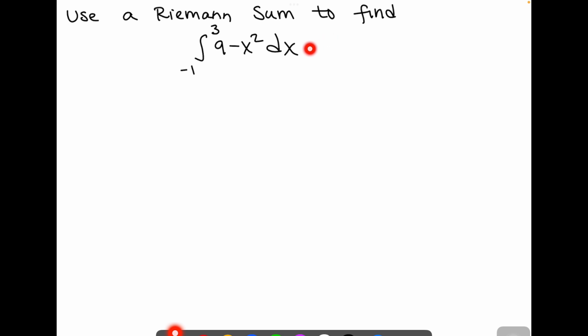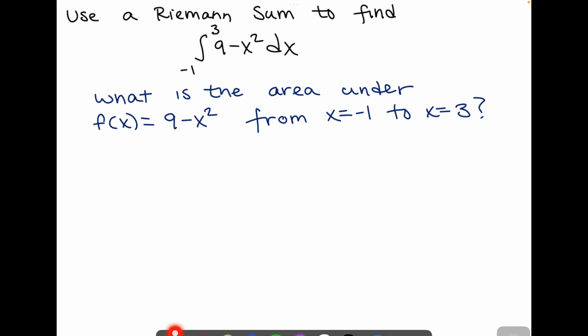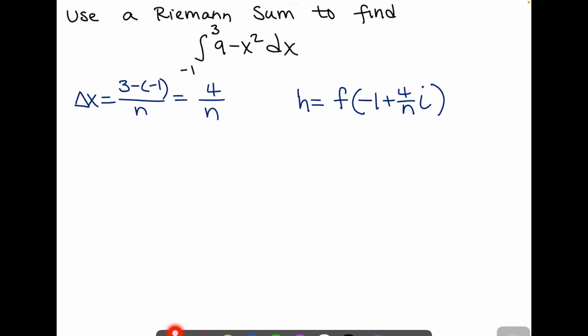Let's use a Riemann sum to find the following definite integral. Negative 1 to 3, 9 minus x squared dx. So in this problem, the function we're working with is 9 minus x squared. So we're working with the function 9 minus x squared from x equal negative 1 to x equal 3. This integral is actually asking us what is the area under that curve from x equal negative 1 to x equal 3. So we're going to set this up using our Riemann sum process.